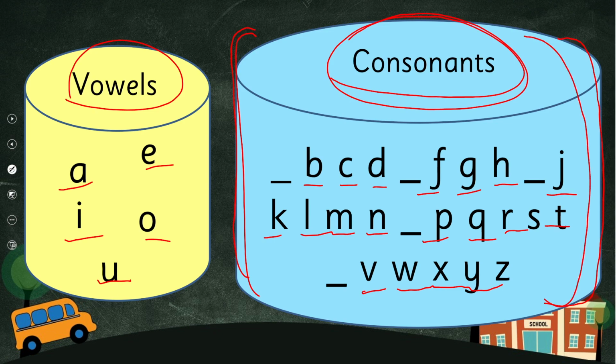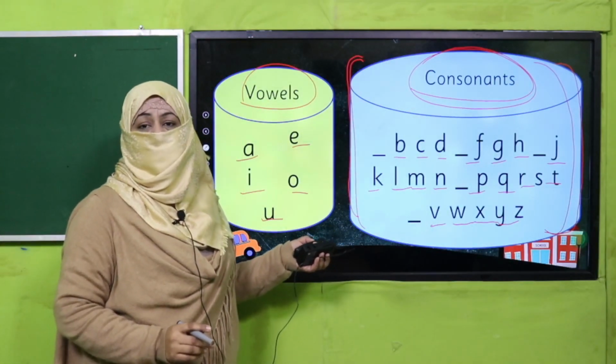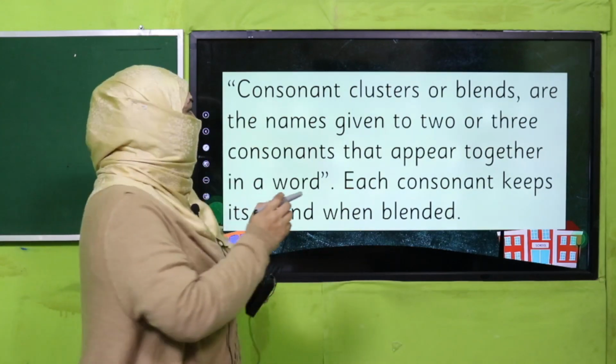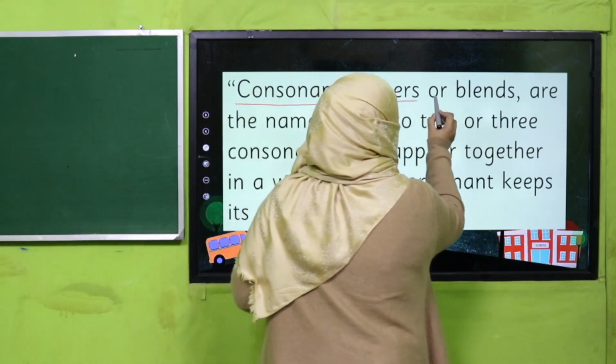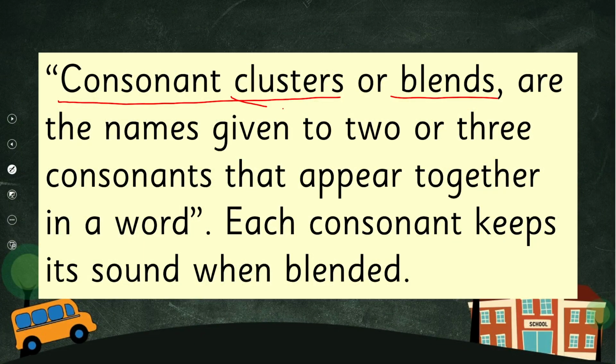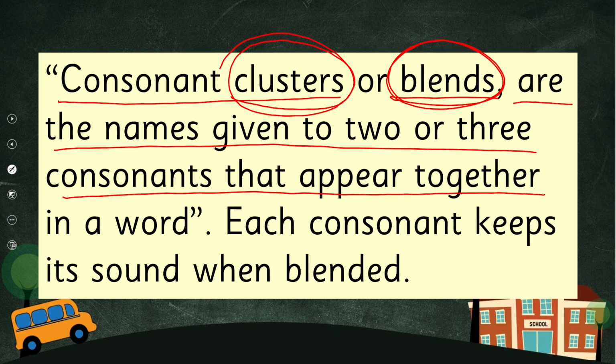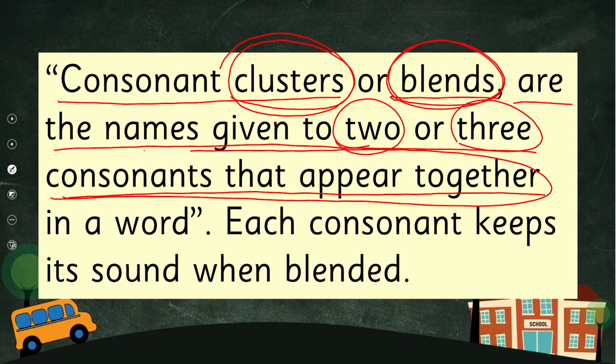These are consonants. And what does cluster mean? Cluster means when they are together, more than one consonant. So consonant cluster or blend. One thing more, in writing we say it cluster, and when we pronounce it, it's called blend. Why? You will find the answer here. These are the names given to 2 or 3 consonants that appear together. It means whenever there are 2 or 3 consonants together, they are called consonant cluster.